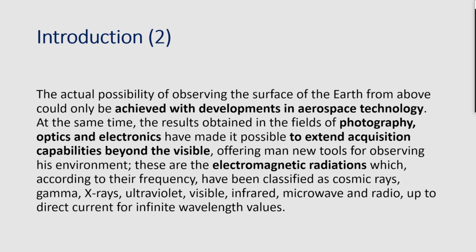Introduction 2. The actual possibility of observing the surface of the Earth from above could only be achieved with developments in aerospace technology. At the same time, the results obtained in the fields of photography, optics and electronics have made it possible to extend acquisition capabilities beyond the visible, offering man new tools for observing his environment. These are the electromagnetic radiations, which, according to their frequency, have been classified as cosmic rays, gamma, X-rays, ultraviolet, visible, infrared, microwave and radio, up to direct current for infinite wavelength values.